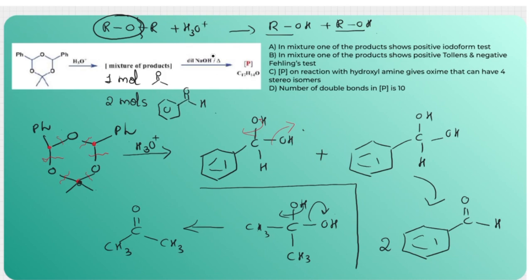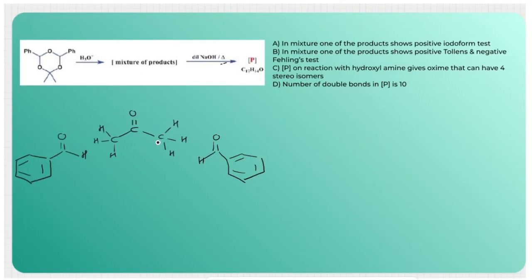And it is undergoing reaction in the presence of dilute NaOH. Heating condition means it is undergoing aldol condensation. So how to write this aldol product? Let's see that now. The mixture of products formed are acetone and 2 moles of benzaldehyde. When it is treated with dilute NaOH, due to the presence of these alpha hydrogens, it will undergo condensation with 2 moles of benzaldehyde.